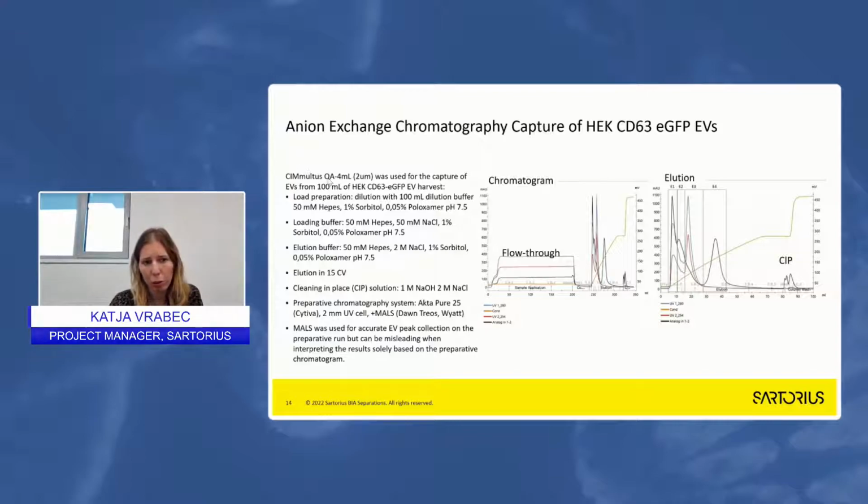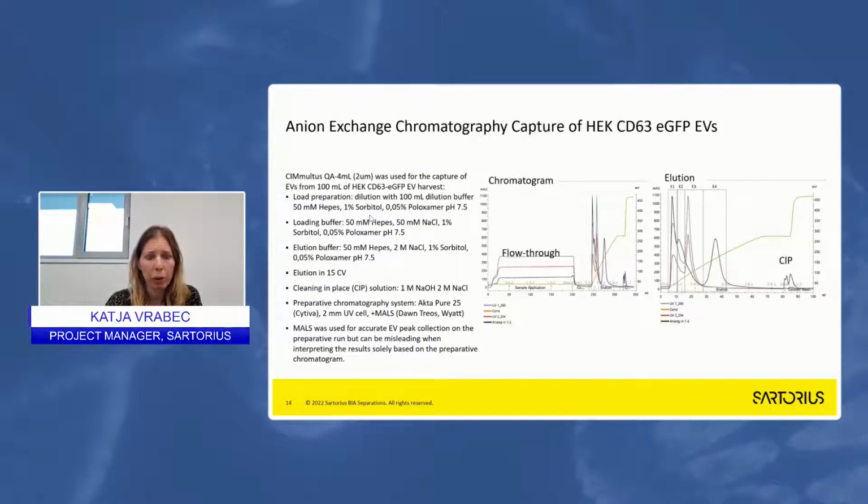So how exactly did we isolate EVs from this HEK CD63 EGFP harvest? In this case, we used a CIMmultus QA column with 4 milliliter column volume. The porosity of this column was 2 micron. And the sample that we used was 100 milliliters of HEK EV harvest.